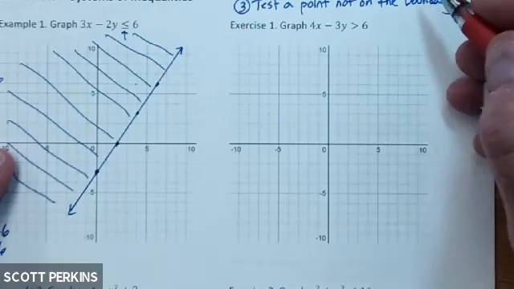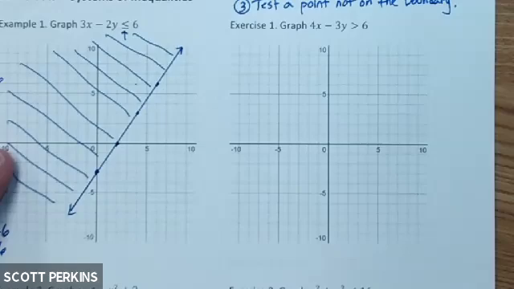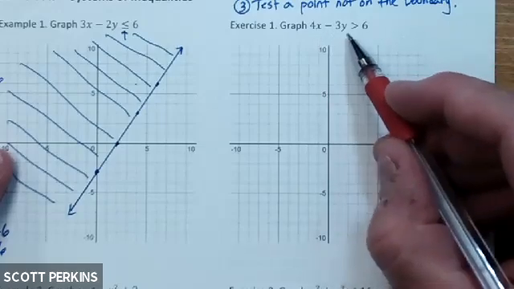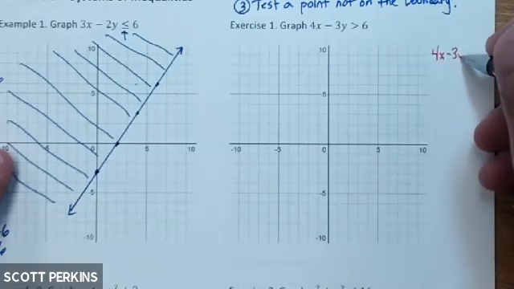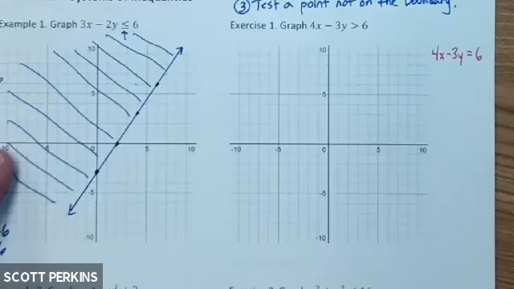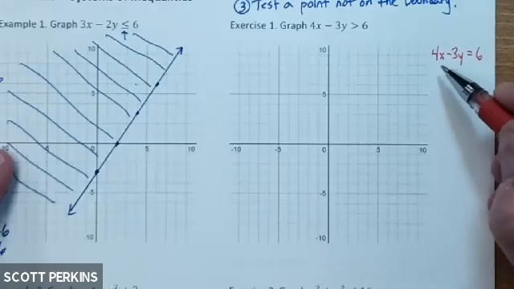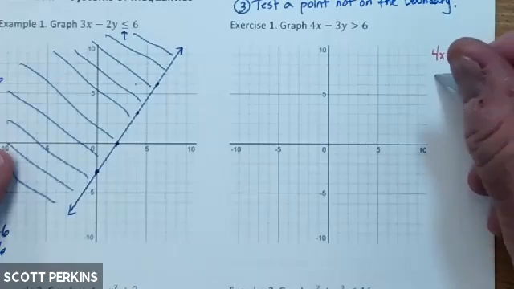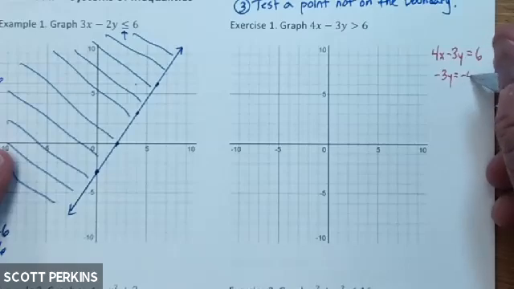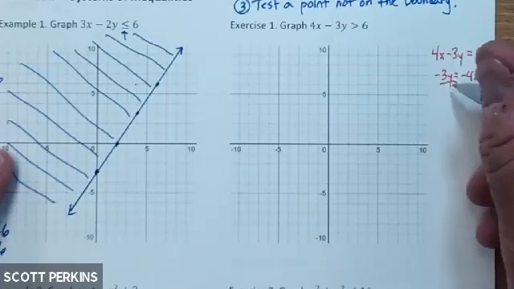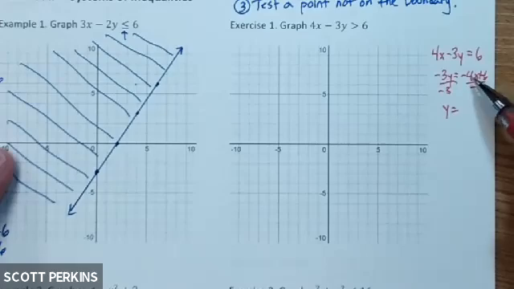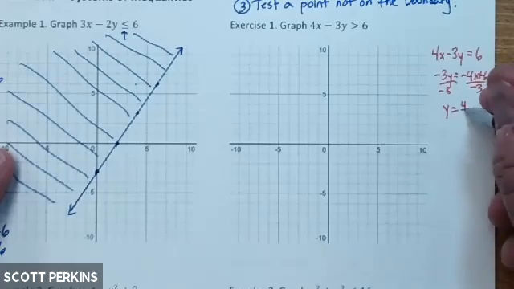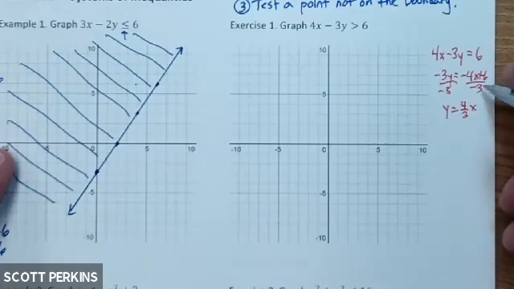So first thing I'm going to do is graph the boundary equation. So I'm going to take the 4x minus 3y greater than 6, and I'm going to just graph 4x minus 3y equals 6. I'm going to solve this for y. First thing I'm going to do is subtract 4x from both sides, and I get negative 3y is equal to negative 4x plus 6. I will then divide everything by negative 3. And here's what we end up with. Negative 4 over negative 3 is positive 4/3 x. 6 divided by negative 3 is minus 2.